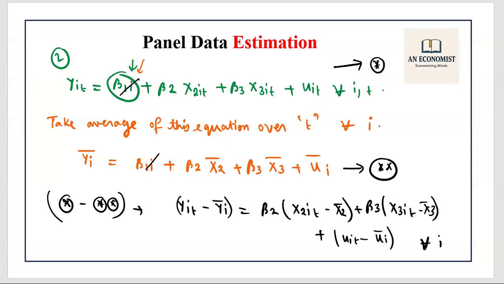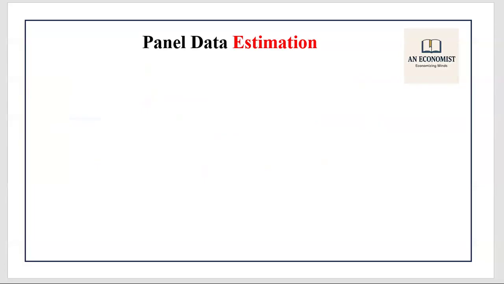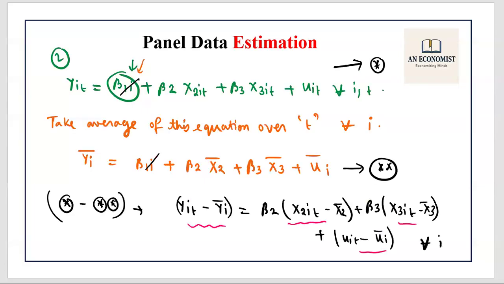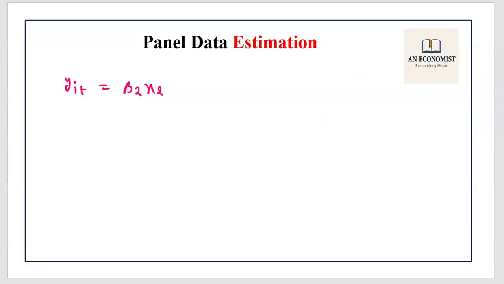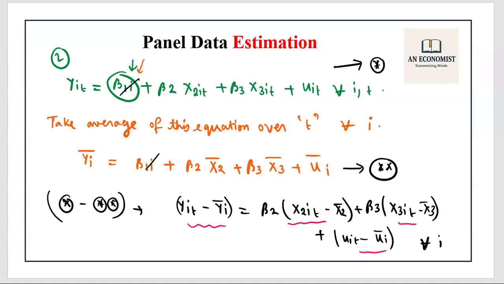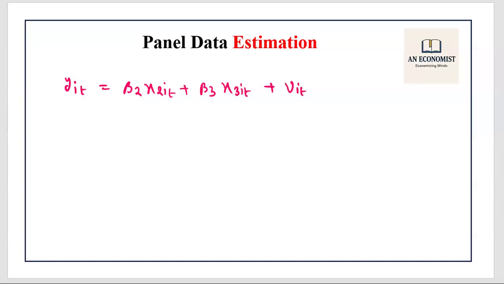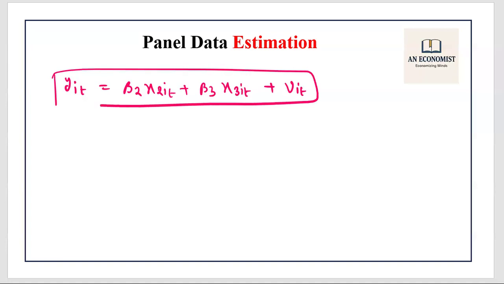Now again, you can write it in the deviation form. Remember, this is the deviation form. So let me show you that. The first term will be small yit, then you have beta 2 small x2it plus beta 3 small x3it plus, let me call this uit minus ui bar, small vit, right? So this is the reduced model that you have to use for the time demeaning process. And this model is known as the within transformation model.